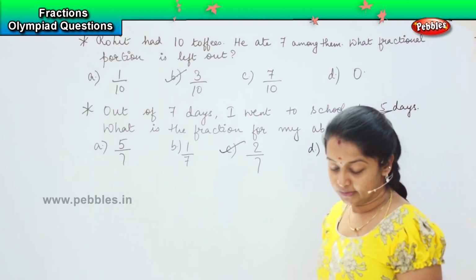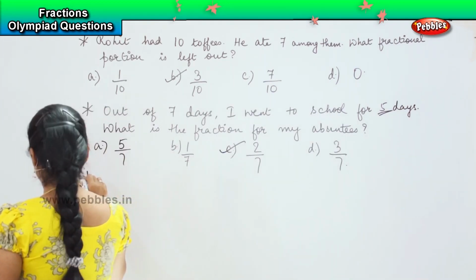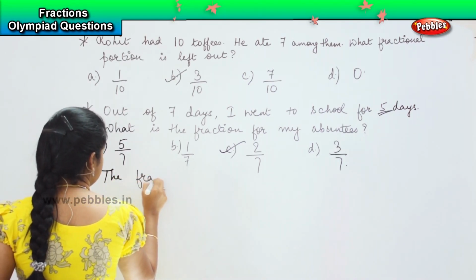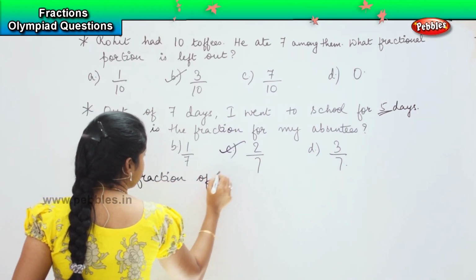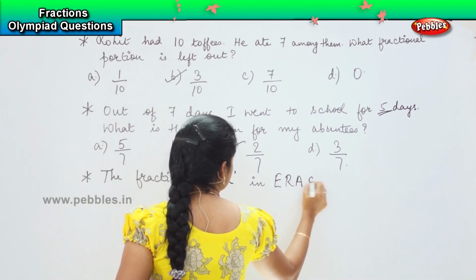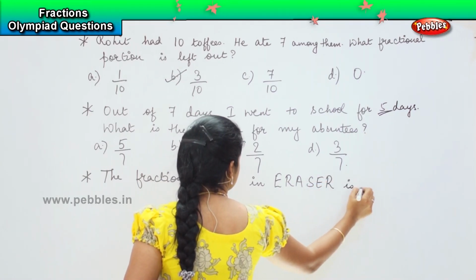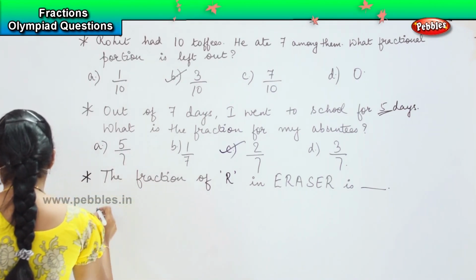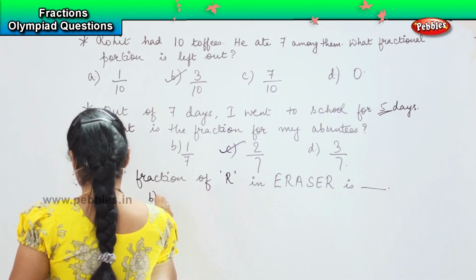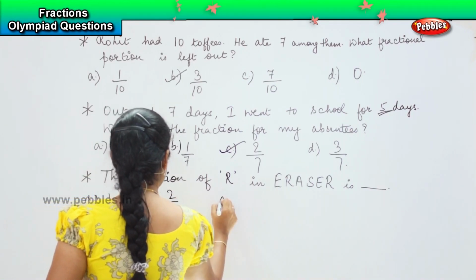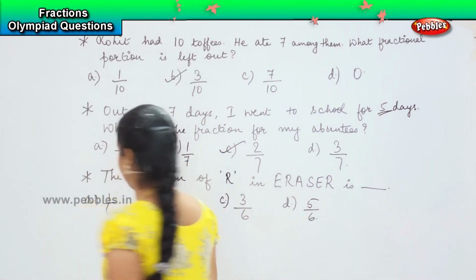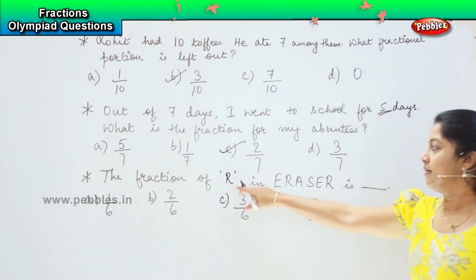So here is my question. The fraction of letter R in eraser is 1 by 6, 2 by 6, 3 by 6, 5 by 6.